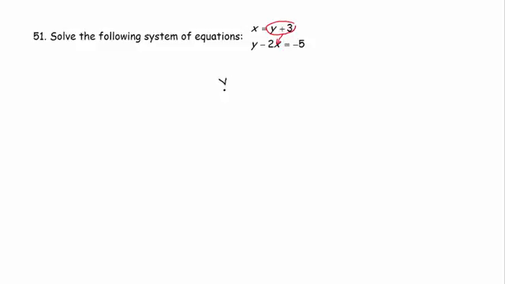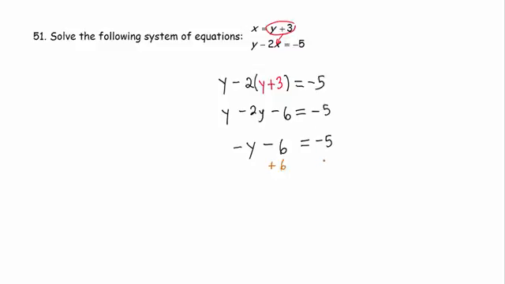So that second equation becomes y minus 2 times, here I plug in that y plus 3, and write down the end of this equation, equals negative 5. We have y, negative 2 times y is negative 2y, negative 2 times 3 is negative 6, equals negative 5. 1y minus 2y is negative 1y, minus 6 equals negative 5. Add 6 to both sides, negative y equals 1. Divide by negative 1, y equals negative 1.